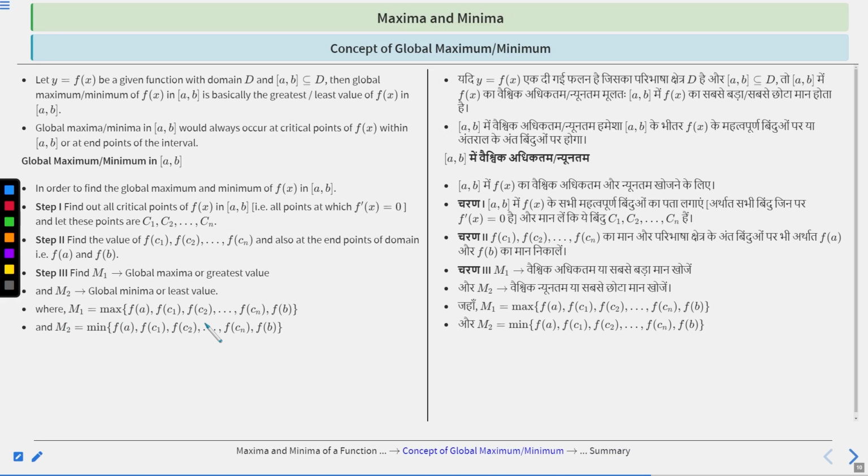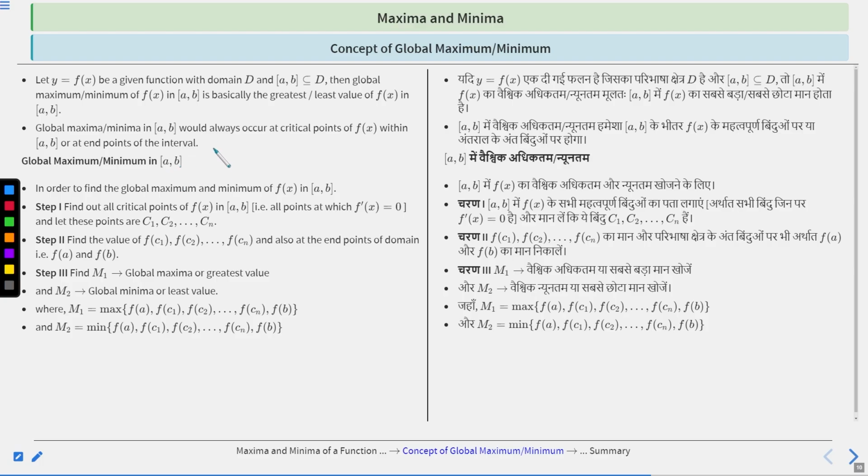Next thing is the concept of global maxima or minima. Let y equal to f(x) be a given function with domain D, and [a, b] is a subset of domain D. Then the global maximum or minimum of f(x) in [a, b] is basically the greatest or least value of f(x) in [a, b]. And the global maximum or minimum in [a, b] would always occur at critical points of f(x) within [a, b] or at endpoints of the interval, right?